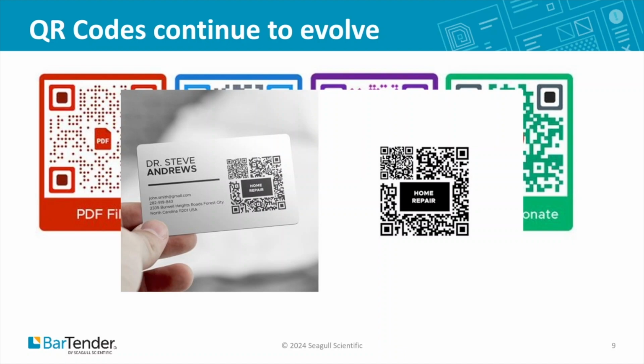Since then, the QR code has continued to evolve. Frame QR codes, for example, allow for images to be embedded in the center of the code. Logos, emojis, pictures, etc. allow the label to convey more human-readable context about what the code might contain.